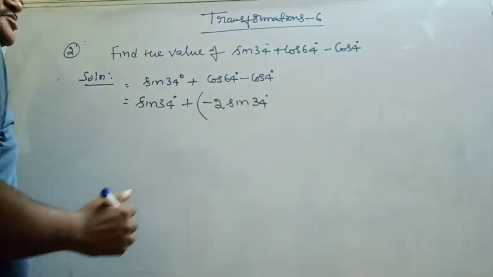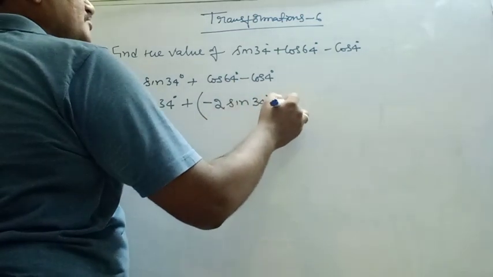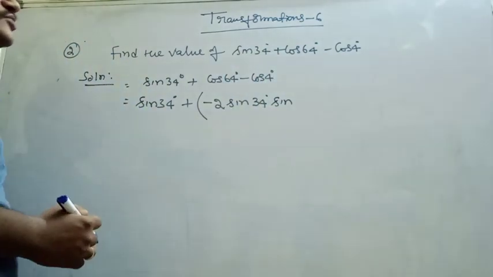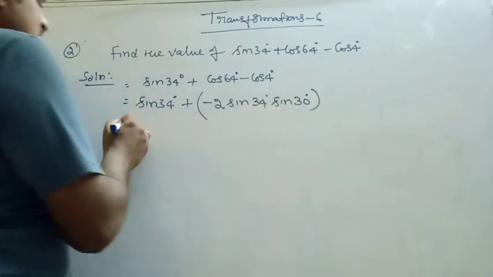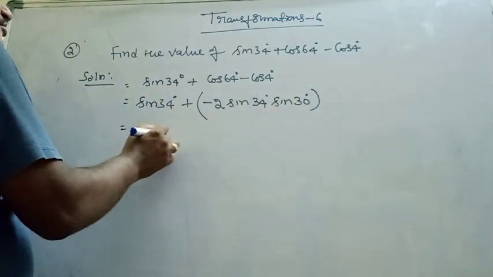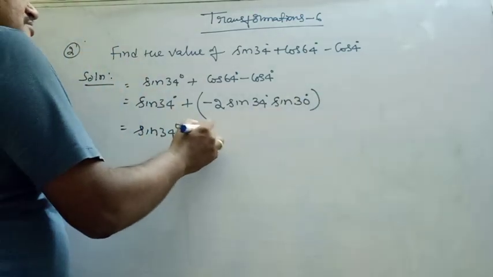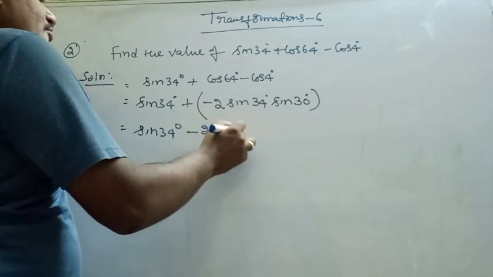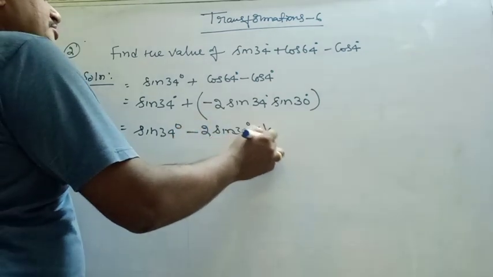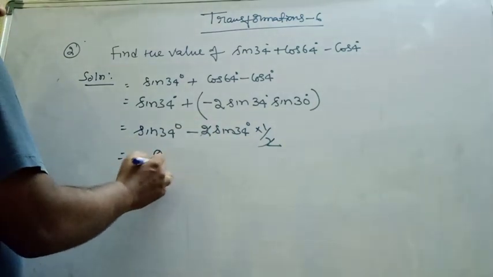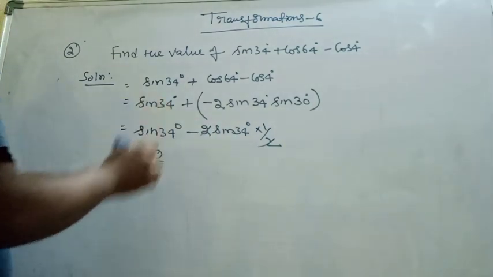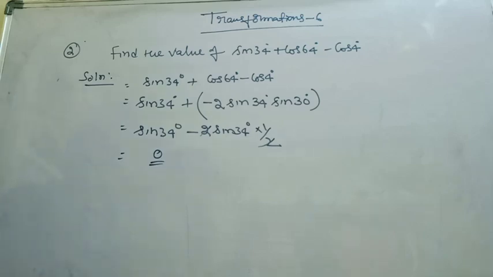Minus 2 sin C plus D by 2, sin C minus D by 2, that is 64 minus 4, 60 by 2, that is nothing but 30 degrees. Now this is sin 34 degrees minus 2 into sin 34 degrees into 1 by 2. These 2 will cancel. Now sin 34 minus sin 34 is 0. Therefore the value of this is just 0.